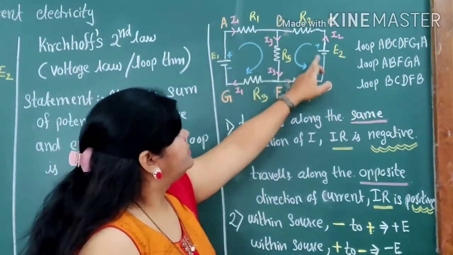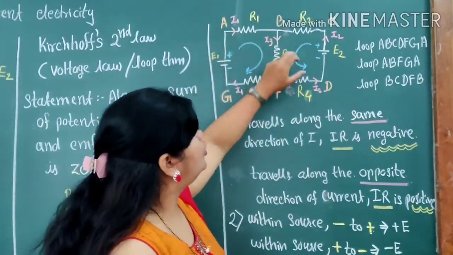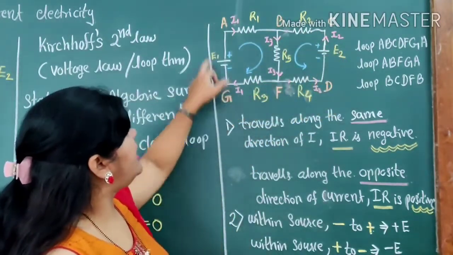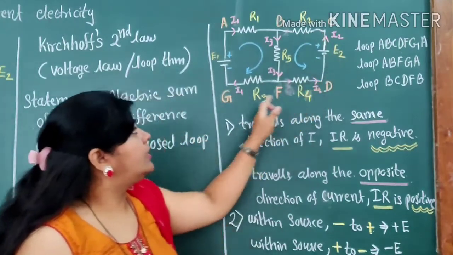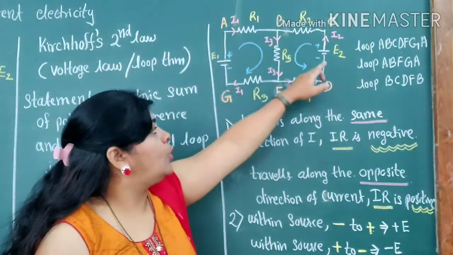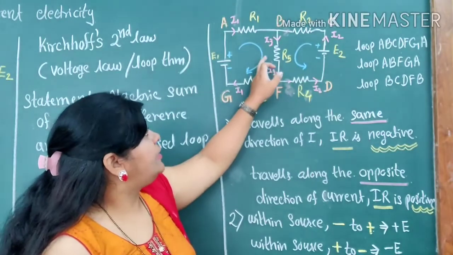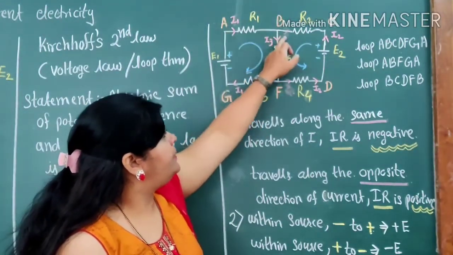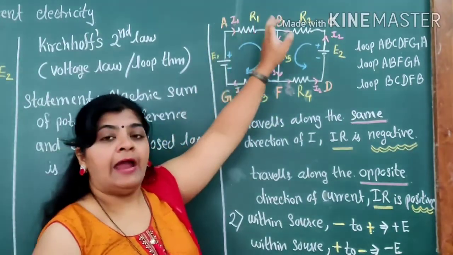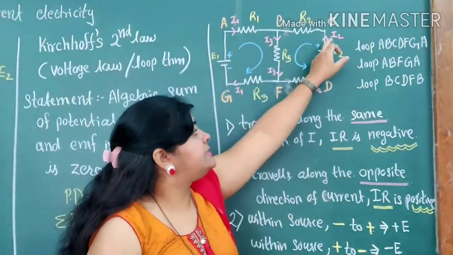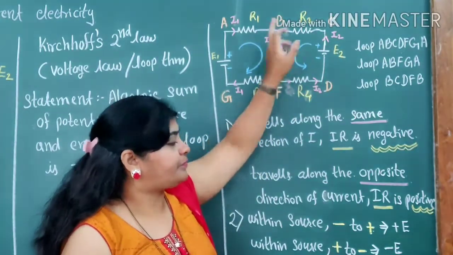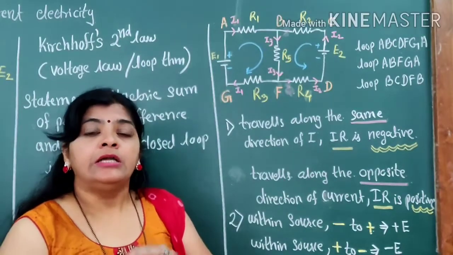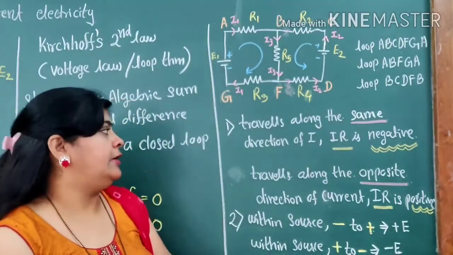If you see, there are 3 loops formed. A, B, C, B, F, G and A is the outer loop, a complete closed loop. The second loop, inside it, is A, B, F, G, A. And the third loop is B, C, B, F, B. For these 3 loops, we can apply Kirchhoff's voltage law, or second law.